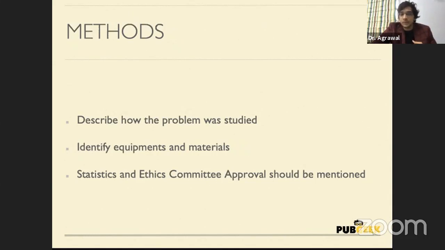So yeah, you have to identify all equipment and materials, and here is where you state the statistical tests that you used and the ethics committee approval that you have got. You always have to mention the types of statistics that you use, say Student t-tests, Wilcoxon rank test, Mann-Whitney U tests, lots of tests that you can use, and this is where you get help from your statistician.